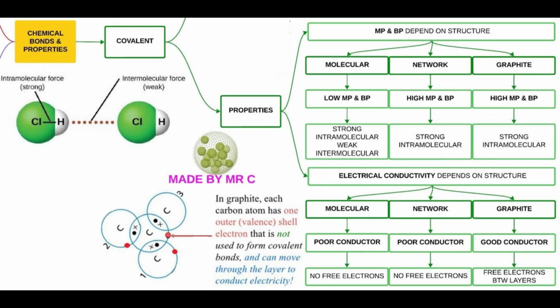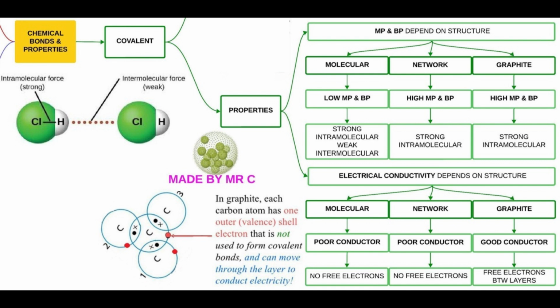Okay, the melting point and the boiling point depend upon the structure of the covalent compound. If it's covalent molecular, it has a low melting point and a low boiling point due to the strong intramolecular but weak intermolecular bonding. Covalent network substances like diamond have high melting points and boiling points due to the strong intramolecular bonding. Graphite, on the other hand, has a high melting point and a high boiling point, again due to the strong intramolecular bonding.